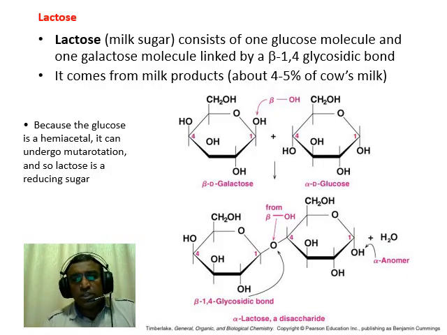I hope you understand the difference between the alpha and beta 1,4 glycosidic bond. It's based on the position of the OH: if the OH is upwards, that's beta. If it's positioned downwards, therefore it's alpha 1,4 glycosidic bond. And lactose is mostly found in milk, being 4 to 5% of cow's milk. The other material in milk is protein, and this is the structure given for lactose, having beta 1,4 glycosidic bond and made up of galactose as well as glucose.